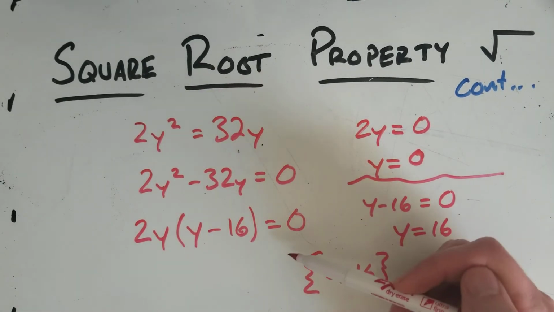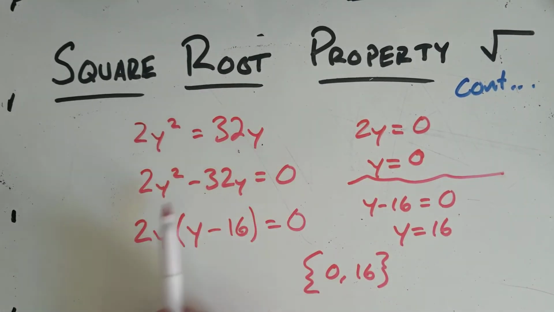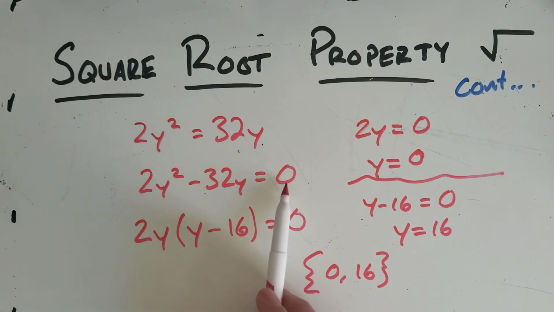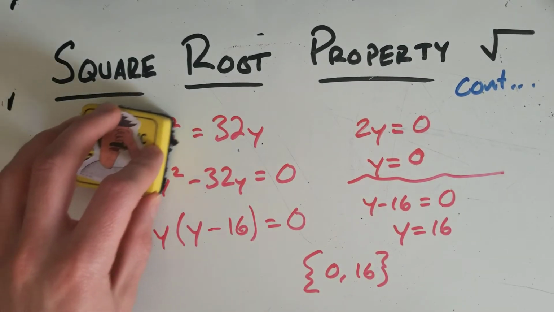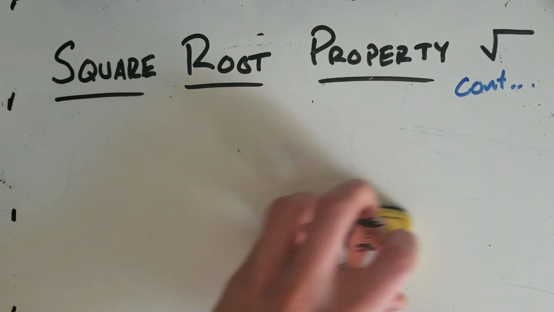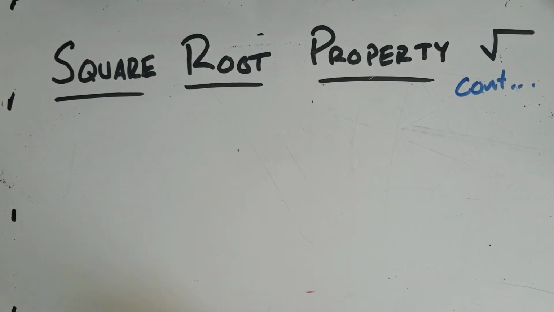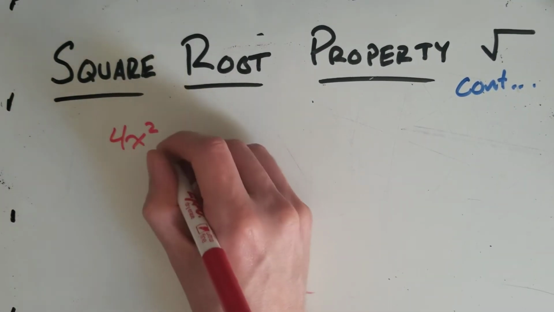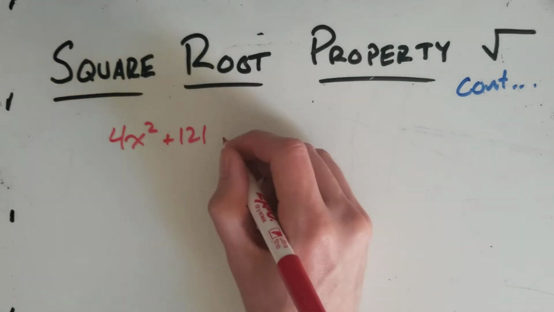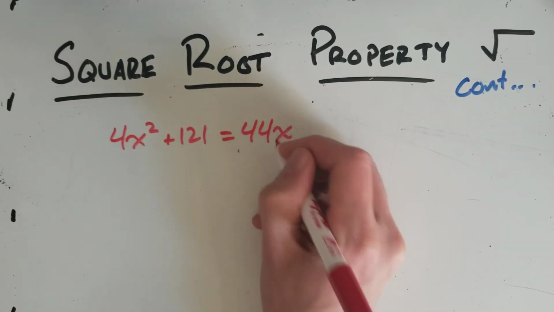So this one, I think the better method to go with would be to use the zero product property. Get everything to one side, have 0 on the other, and try to factor out. As you do more equations, solve more equations, you're going to start to recognize when it's better to use which method. So our next one, we have 4x squared plus 121 equals 44x.